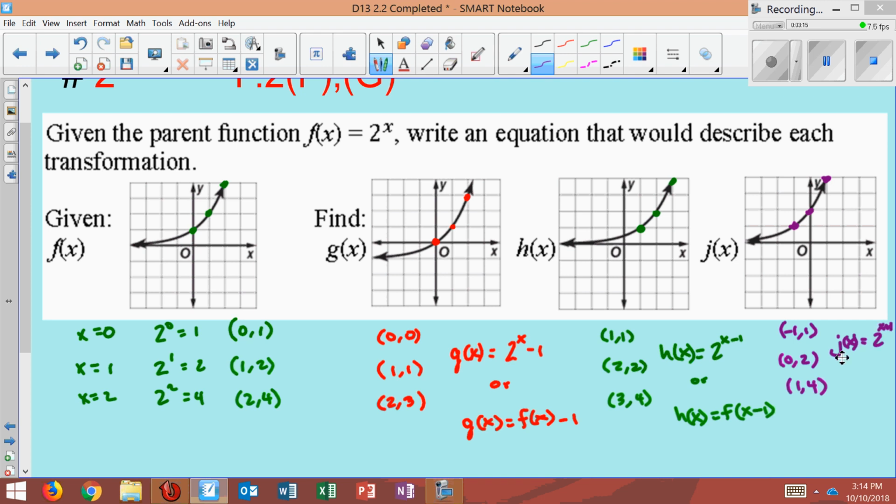It's going to lie. So let me rewrite that again so we can see it a little easier. J of x equals 2 to the power of x plus 1. Or you could rewrite this and say j of x equals f of x plus 1. Here, go to the left because inside lies. So that's how you would write these out.